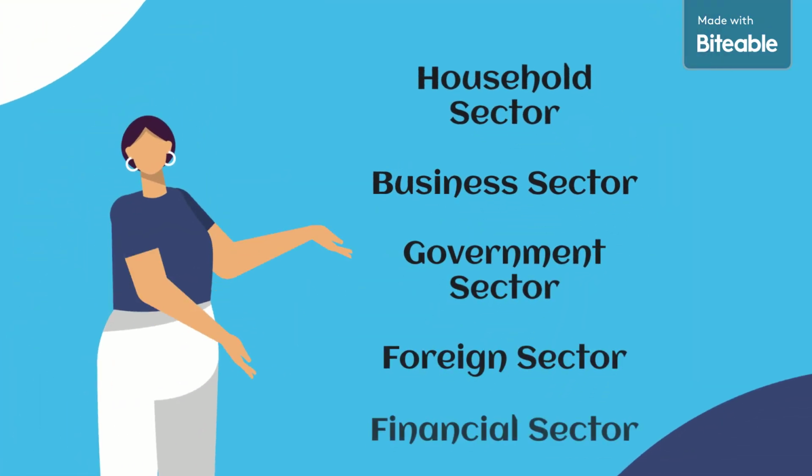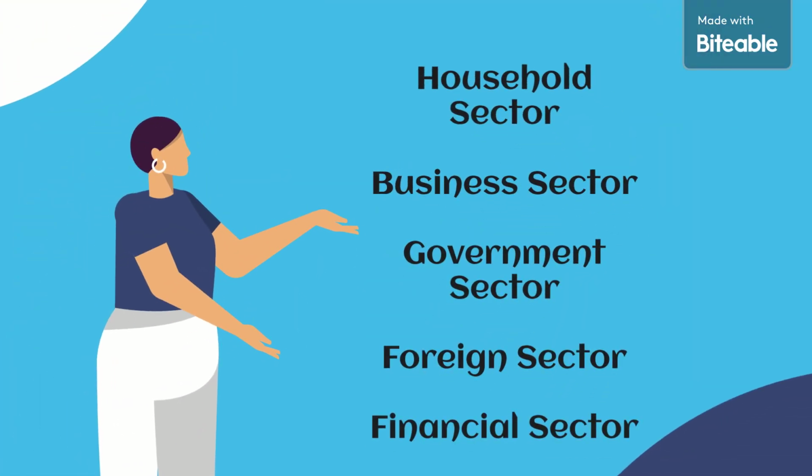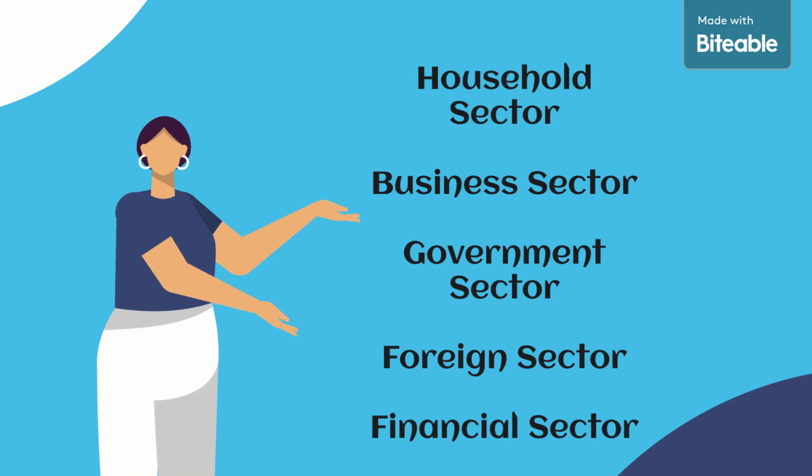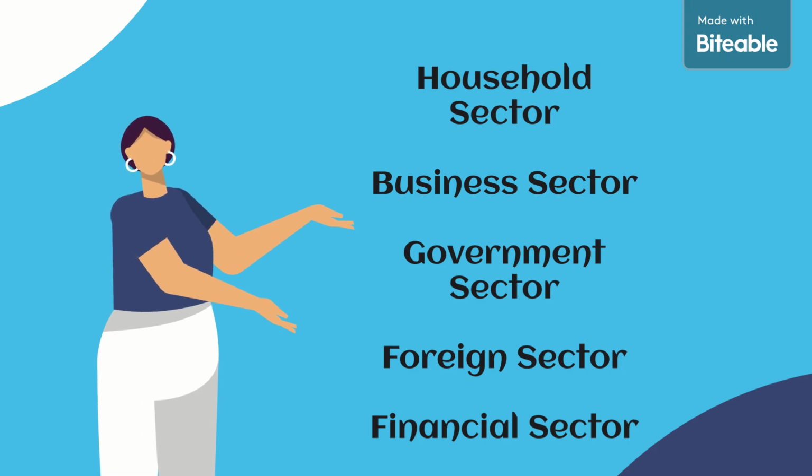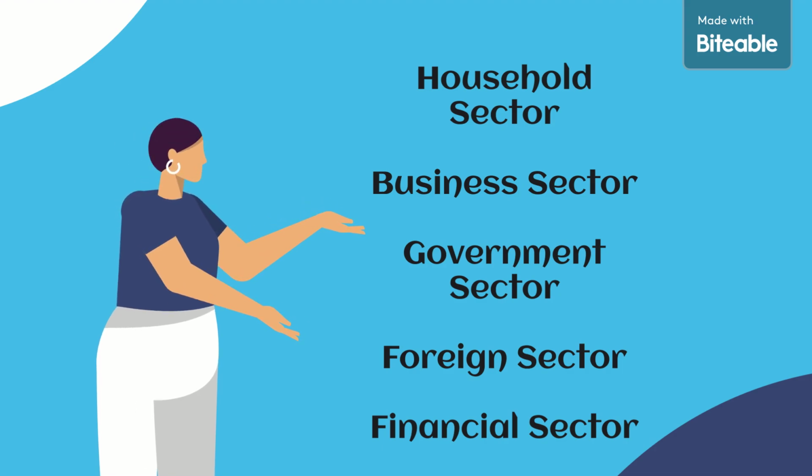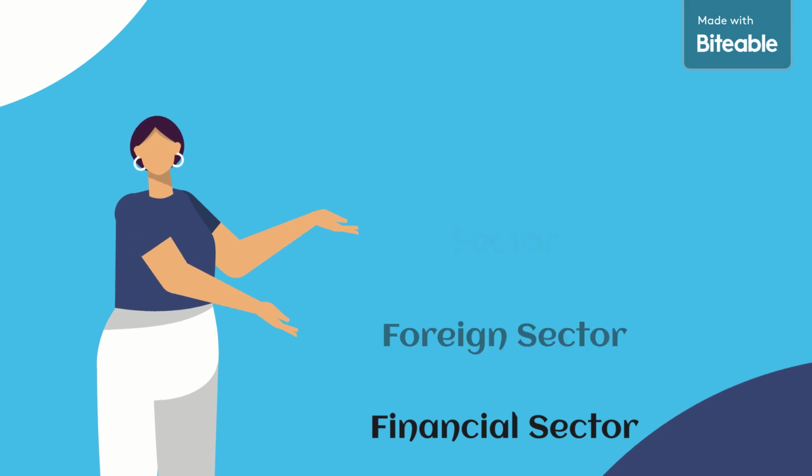First, we have the household sector and the business sector. It is used in the 2-sector model. The government sector is used for the 3-sector model, and the foreign sector is used for the 4-sector model. And lastly, the financial sector. It is used in the 5-sector model.